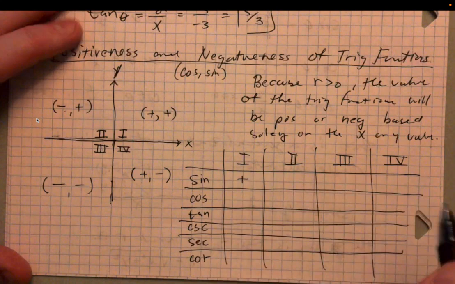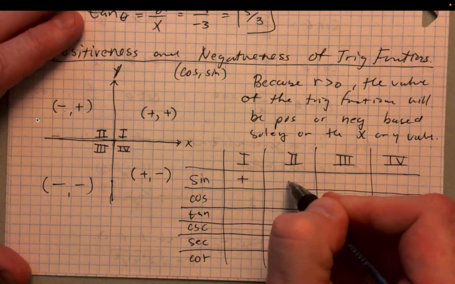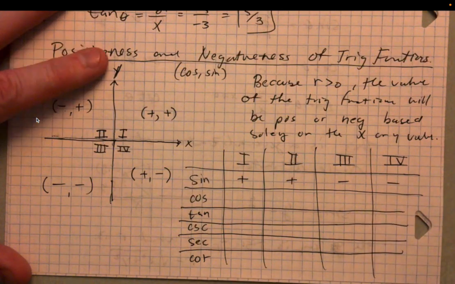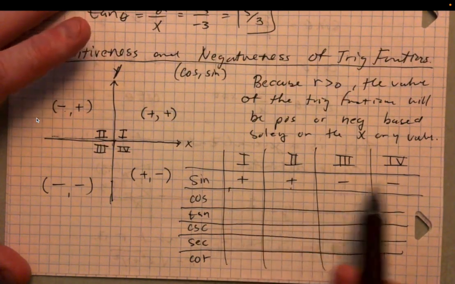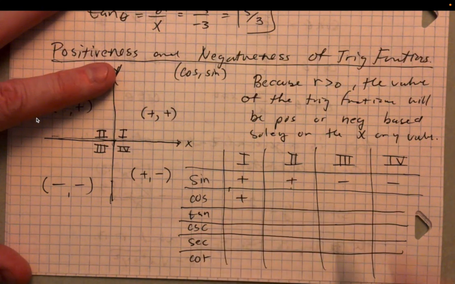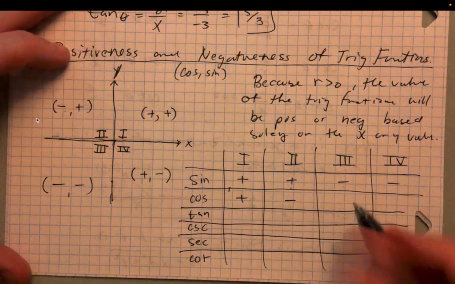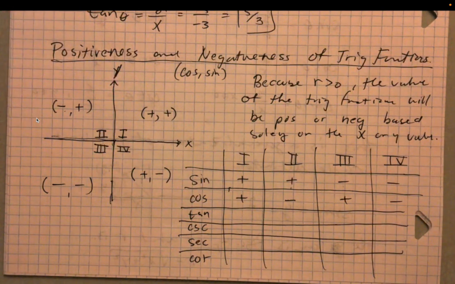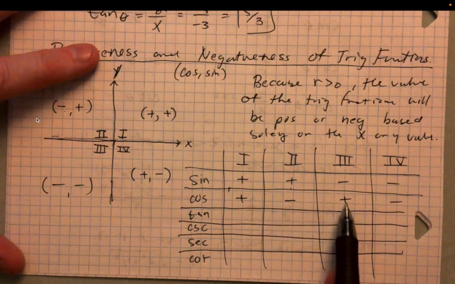Okay, and so we just did the sine and cosine. So sine is positive here and positive here, and it's negative in these other two places. So positive, positive, negative, negative. Cosine is positive in the first quadrant, and then negative in the second, and then positive in the third, and negative in the fourth. So it goes positive, negative, positive, negative.